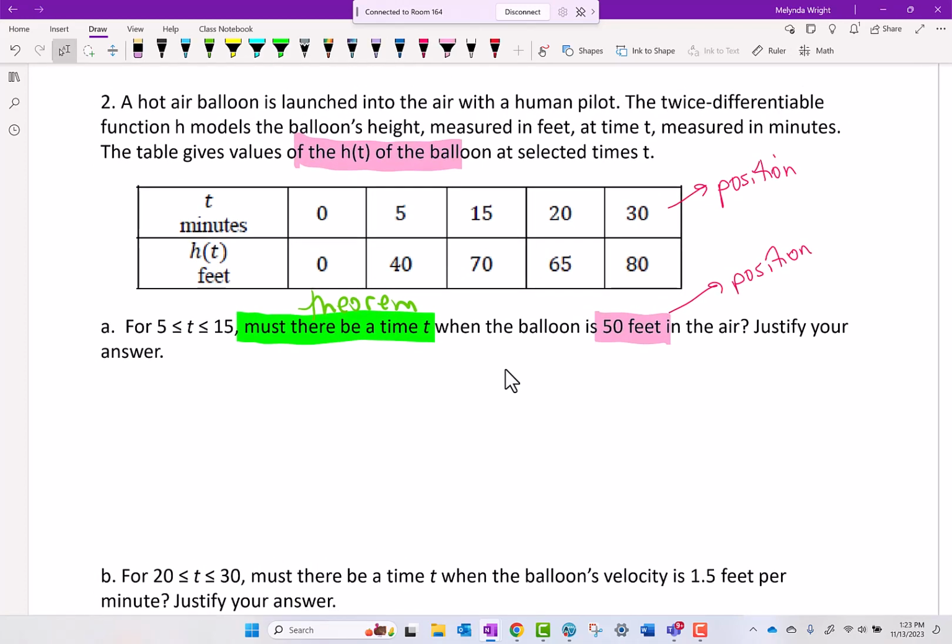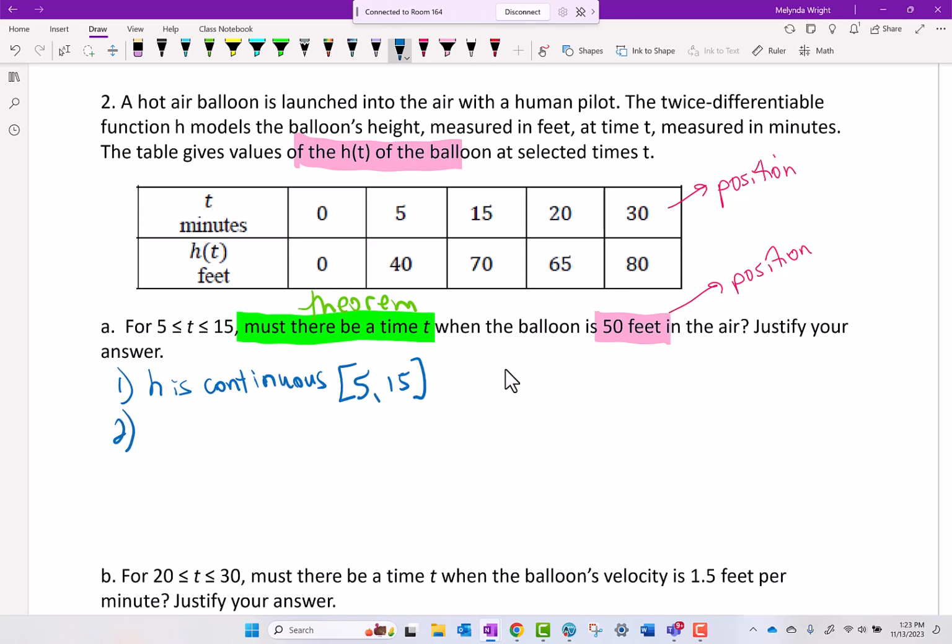We just went through it before. So number 1, we would say h is continuous. And we want to use what they use. Don't go 0 to 30. Just use what they use. They just want to know about 5 to 15. So we're just going to say it's continuous on 5 to 15. Check.